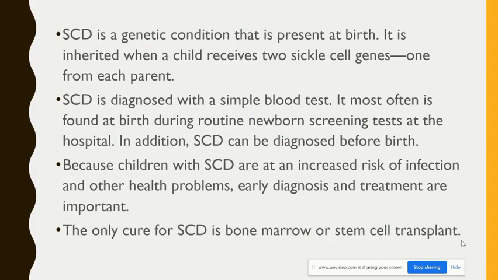It's a genetic condition that is present at birth, so it's inherited when the child receives two sickle cell genes, one from each parent. So this would be a sex-linked trait or a sex-linked genetic disorder because it's inherited from birth.